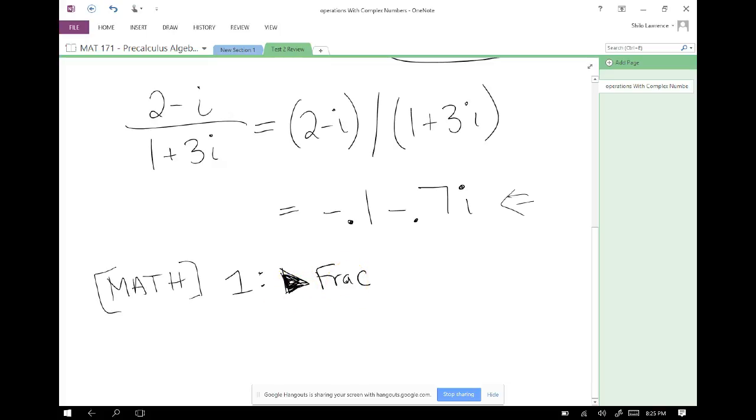I'm going to choose that, and hit enter, and you may have to hit enter twice, and it will change it to -1/10 minus 7/10 i.